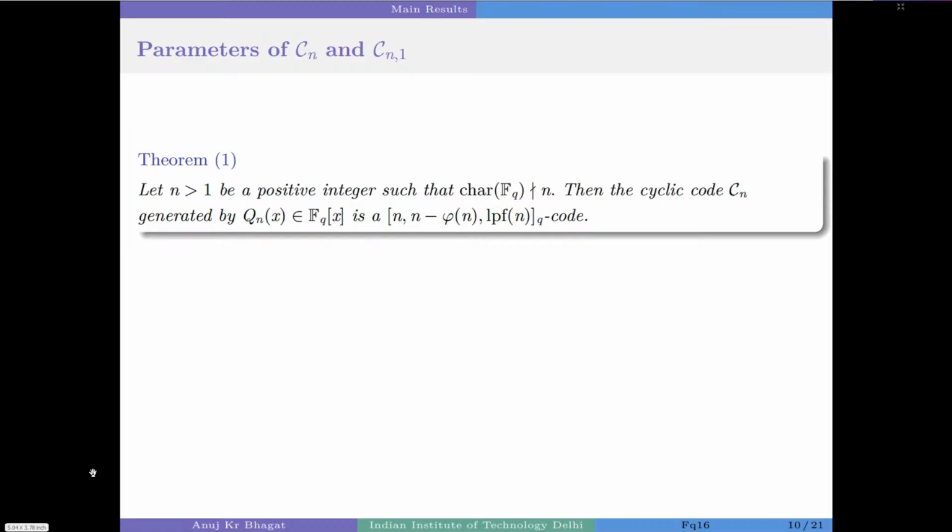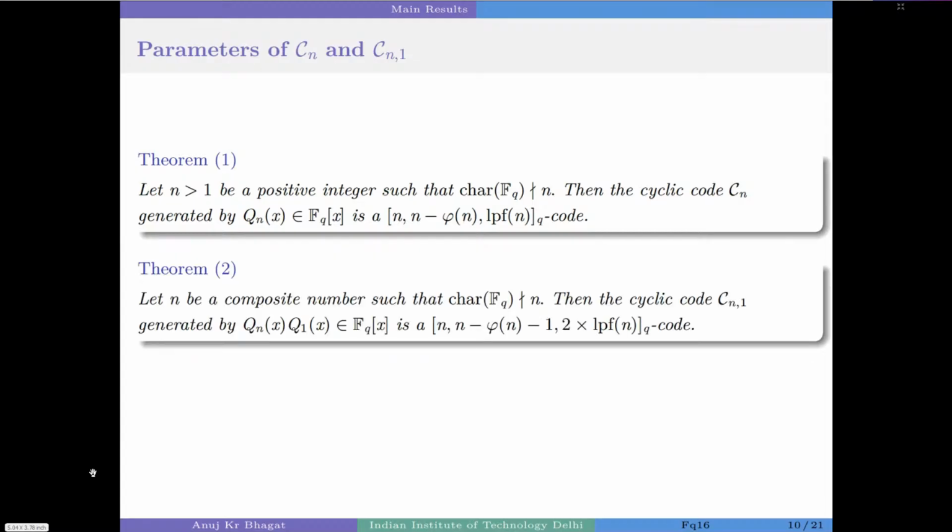The length is clear because Q_n(x) is a divisor of x to the power n minus 1, and in fact the order of Q_n(x) is exactly n, so it cannot divide x to the power d minus 1 where d is strictly less than n. The dimension is also clear because the degree of Q_n is phi(n), so the dimension will be n minus phi(n). The only interesting part is the distance. To prove that the distance is exactly LPF(n), I constructed a codeword whose weight was exactly the least prime factor of n, and the other inequality was achieved using the BCH bound.